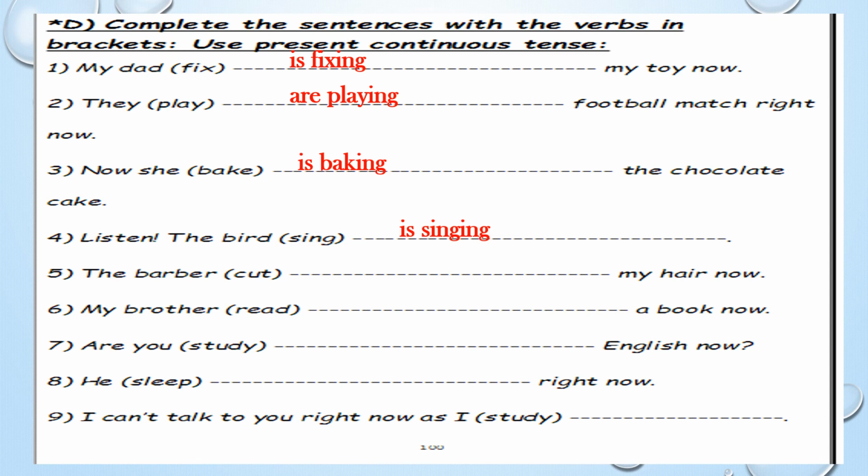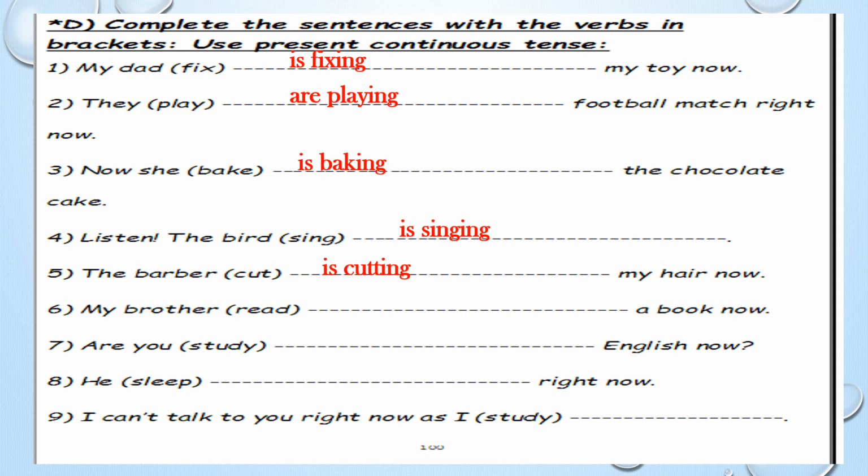Number 5, the barber cut my hair now. So the barber is someone who cuts your hair. So it's a singular noun, so we add is, and then cut ends with a consonant sound preceded by a vowel sound, so we double the last letter and then we add ing.